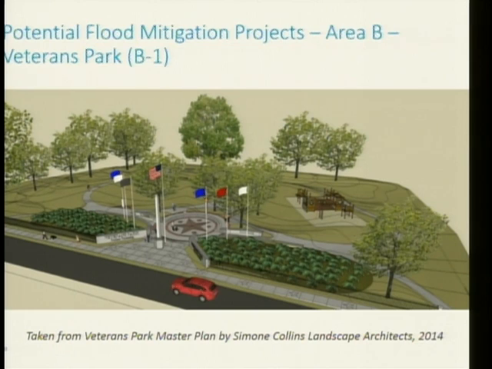So this is Veterans Park, from the master plan by Simone Collins, if anyone has seen this before. This is just a rendering of what I think the project is meant to look like eventually. So I think the idea here is that there's a lot of programming in the front of the site that we would certainly not intend to touch. Maybe you could do something below that, but there's a lot of space behind it, a lot of green space. It's relatively flat. So again, a good opportunity.